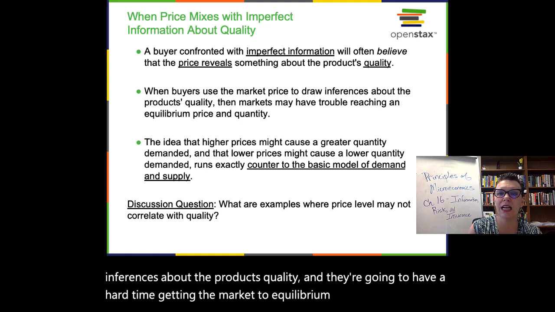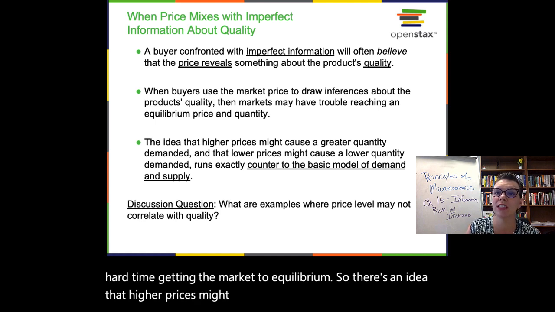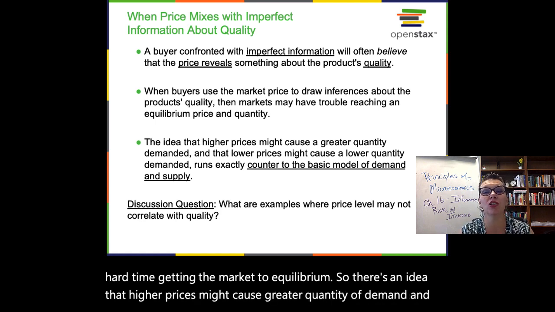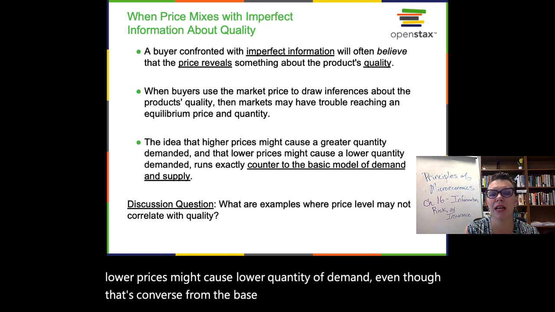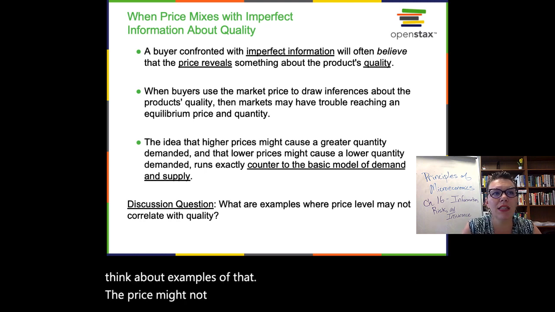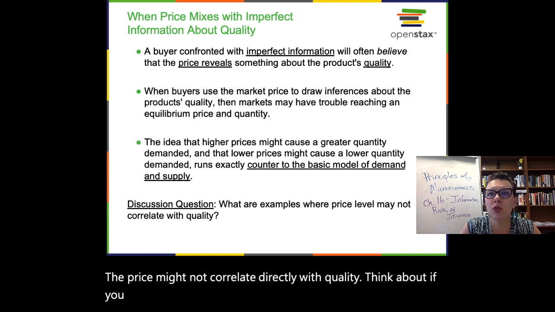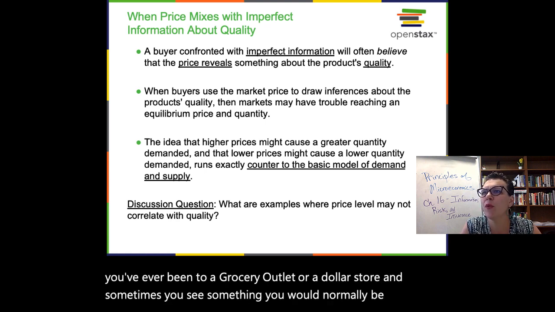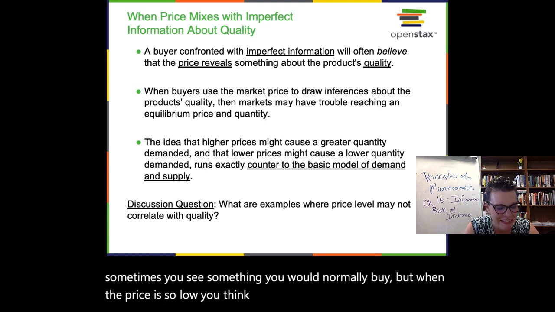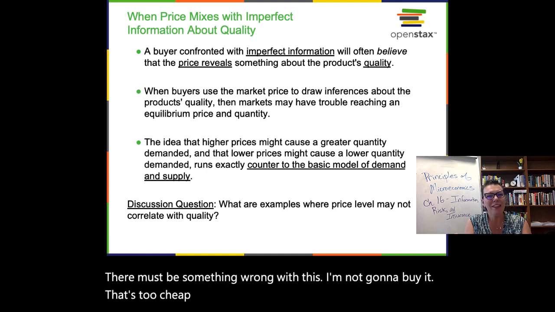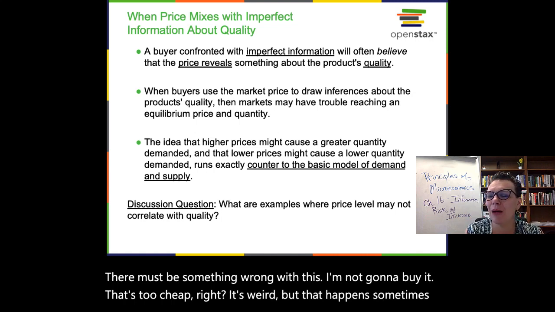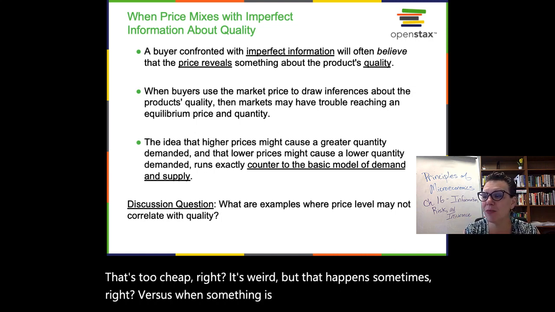So there's an idea that higher prices might cause greater quantity of demand, and lower prices might cause lower quantity of demand, even though that's converse from the basic model of supply and demand. Think about examples of when price might not correlate directly with quality. Think about if you've ever been to a grocery outlet or a dollar store, and sometimes you see something you would normally buy, but when the price is so low, you think, gosh, there must be something wrong with this. I'm not going to buy it. That's too cheap, right? It's weird, but that happens sometimes. Versus when something is very expensive, you might say, oh yeah, that makes sense.